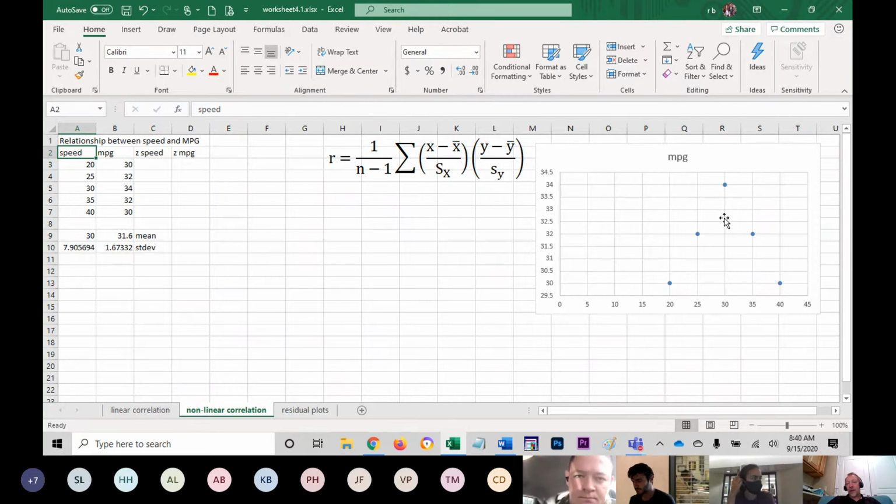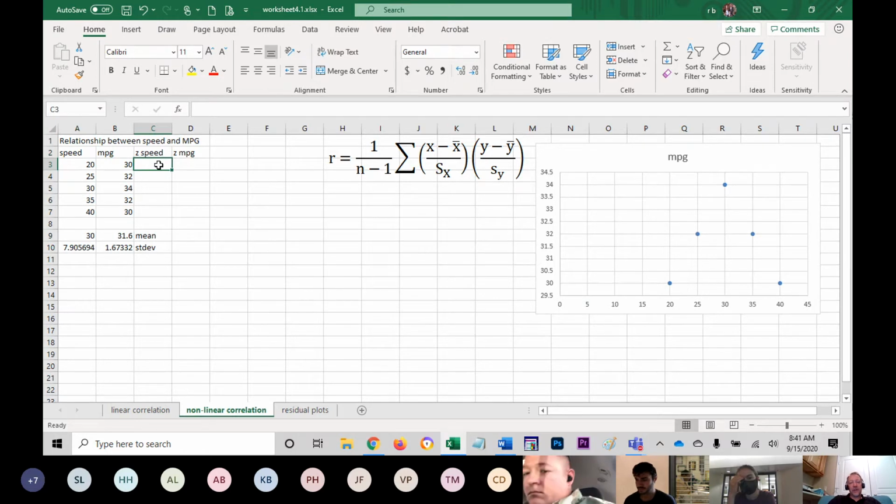Okay, so it looks like we have a sweet spot. According to this graph, if you go 30 miles an hour, that's the best miles per gallon. And if you go faster or slower, it's not going to be as good in either case.